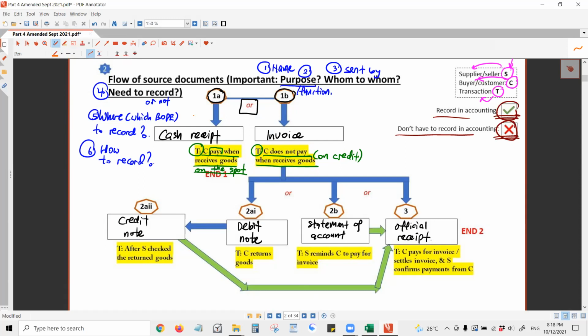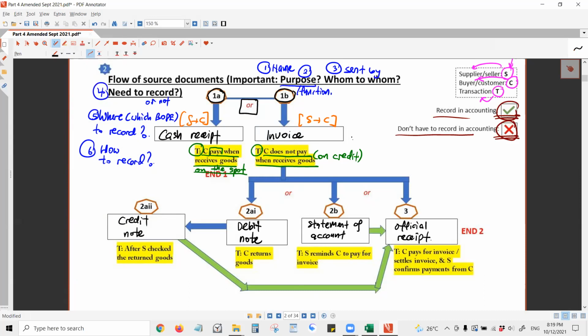How does an invoice look like? We are going to learn how to read the document as well. Don't worry for now. Next, who sends this document? You follow me, you write S to C, indicating the supplier sends this document to the customer. So far, understand, yeah?